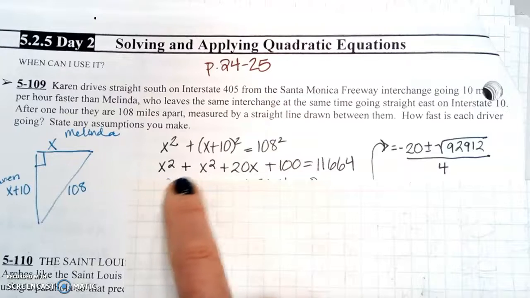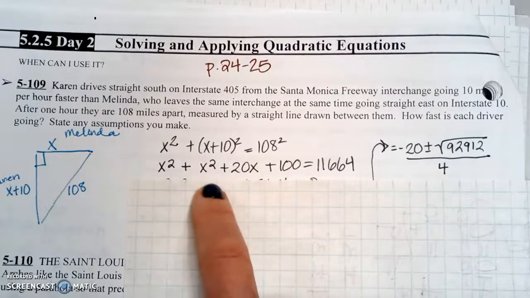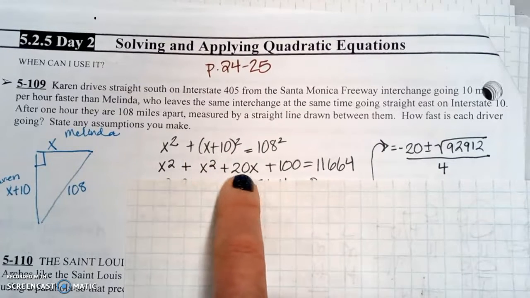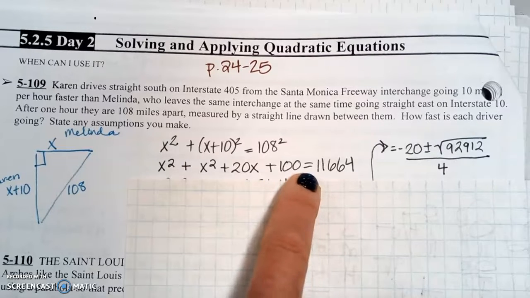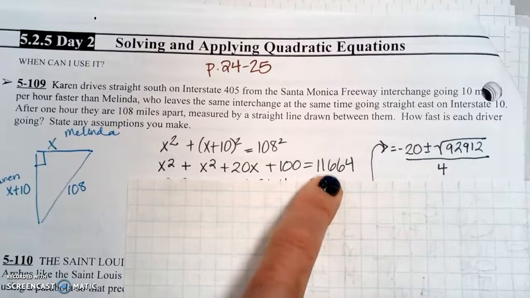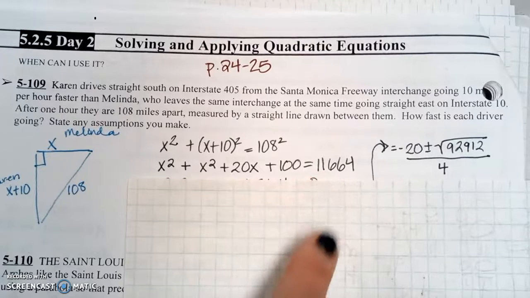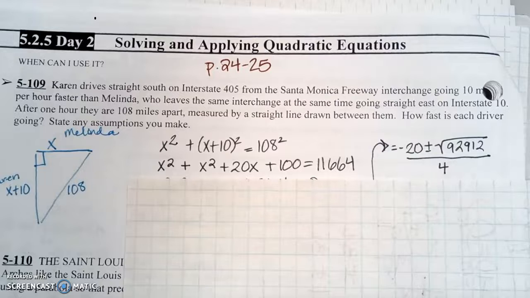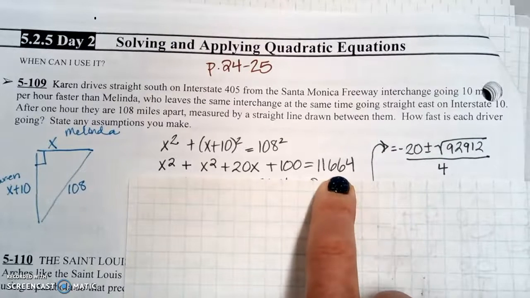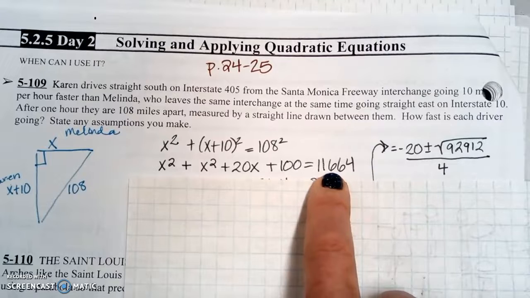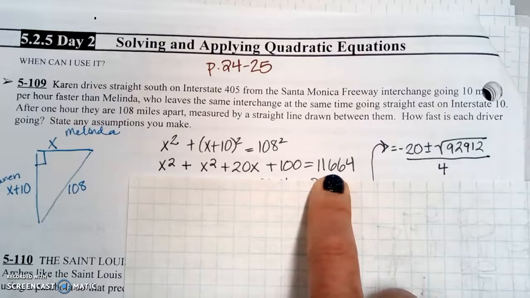x squared is x squared. Then we're going to FOIL this out to get x squared plus 20x plus 100. On the right-hand side, I simply did this in my calculator. 108 squared is this really large number, 11,664. And then we're going to set it equal to 0 by subtracting this 11,664.